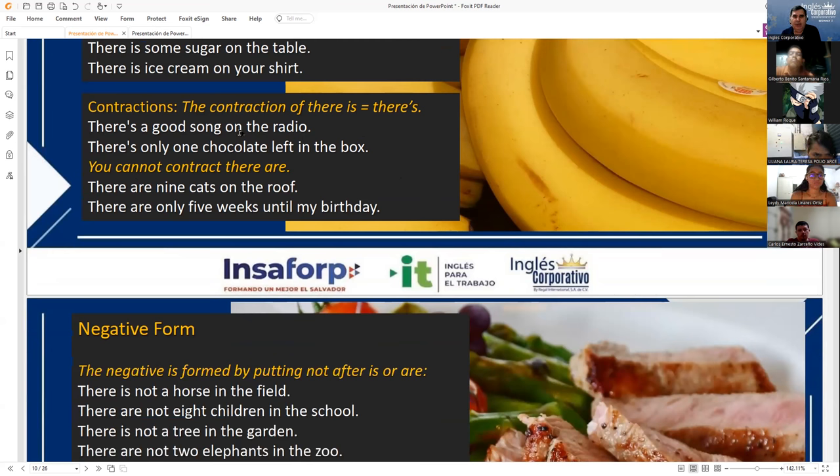Contractions. We can make a contraction of there is, there's, but we don't make a contraction of there are. We don't make a contraction of there are. Okay, there's a good song on the radio. There's only one chocolate left in the box. There are 9 cats on the roof. There are only 5 weeks until my birthday.